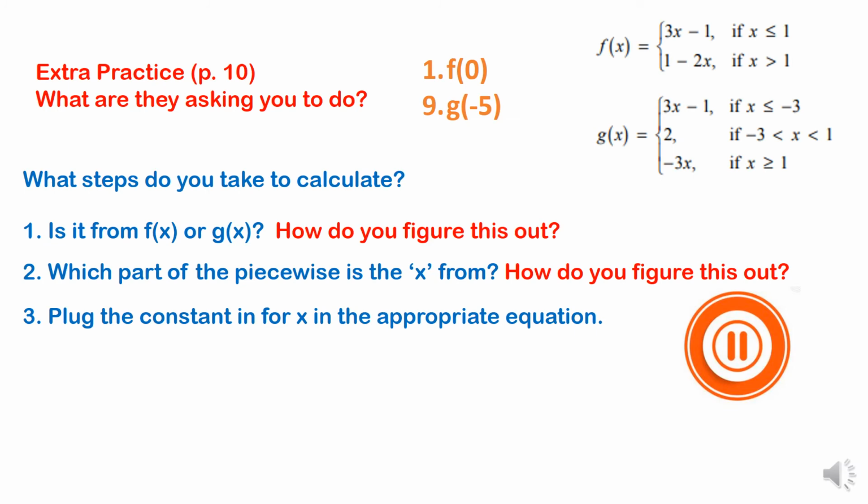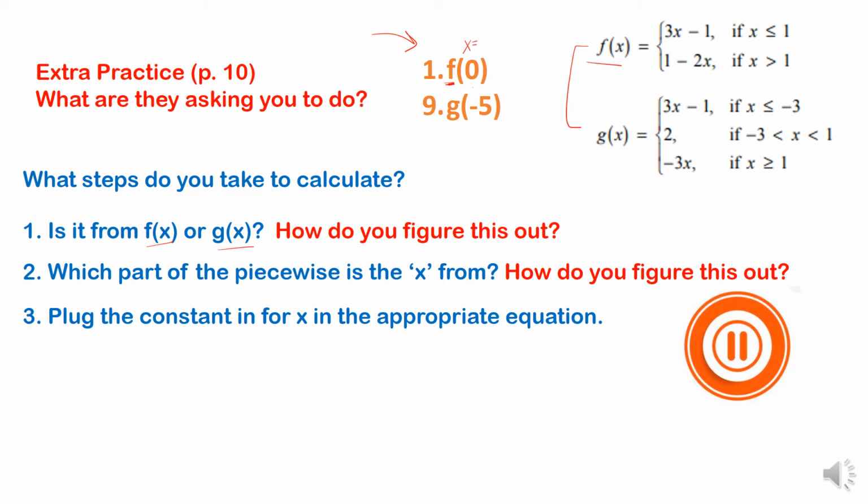All right, then in the extra practice on page 10, they give you a bunch of problems and they ask you to evaluate the function. Well, they're asking you to evaluate it for this specific value. So for number 1, they're saying when x equals 0. So first thing you have to ask yourself is it from the f of x or the g of x? Because they gave us two different equations. Well, since this one says f, I know that it's from the f of x.